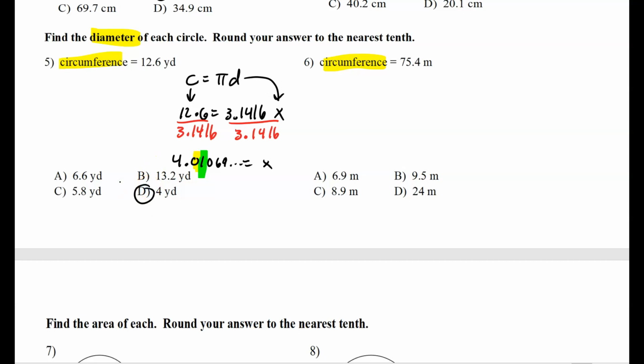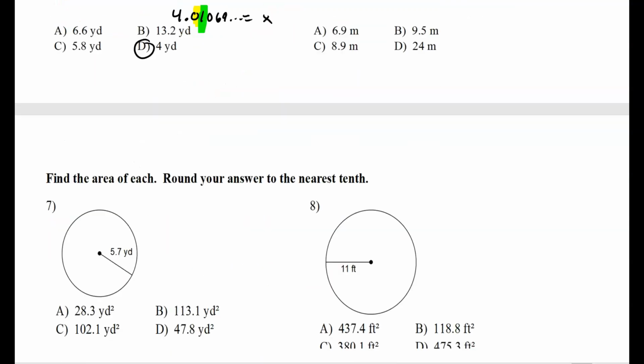So again, in 6, you're going to do this on your own. You're just literally going to start off by writing down your formula and plugging in for C. 75.4 is equal to 3.1416, and then you don't know D, that's x, so end up dividing both sides. You can figure that out.